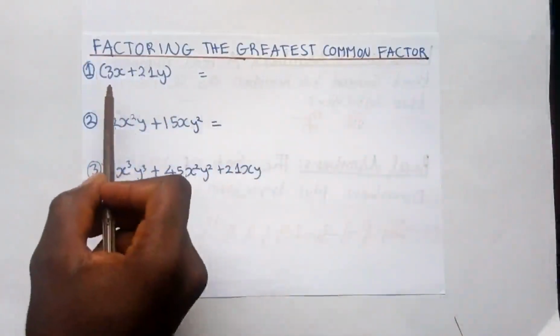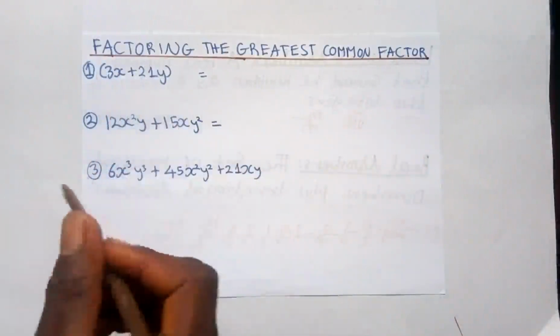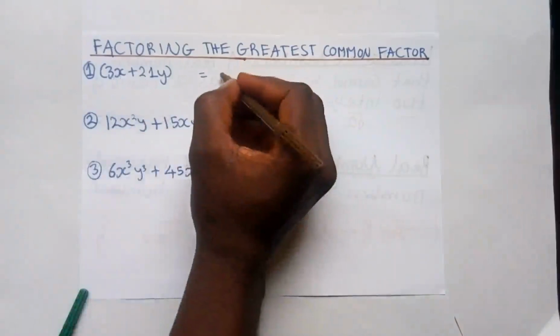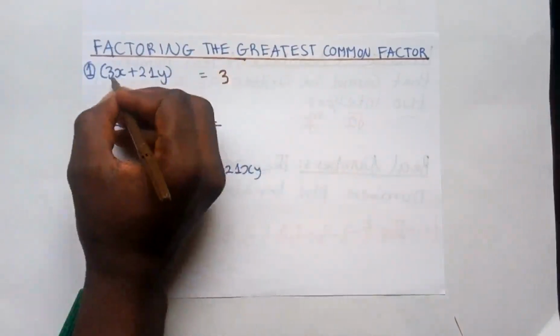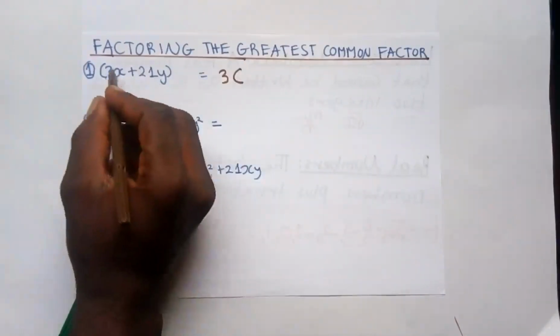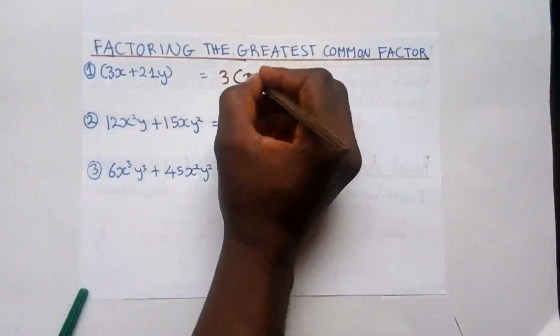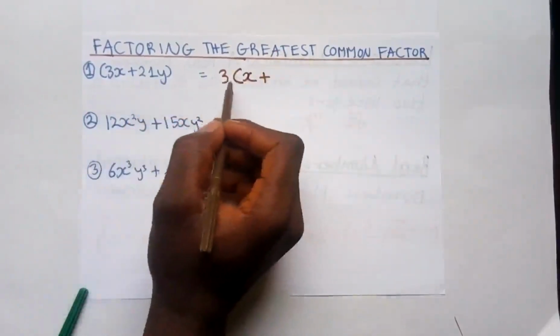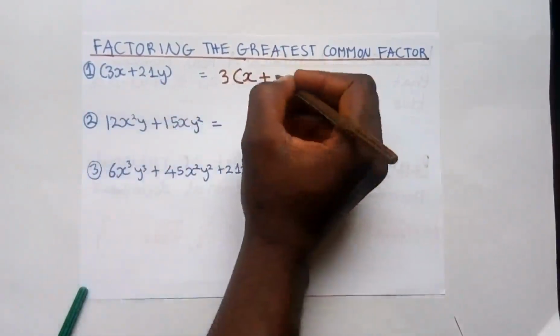Question 1. 3x plus 21y. Which number can go into 3 and 21? We see that 3 can go into 3 and 3 can go into 21. So 3x divided by 3, we have only x left, plus 21y divided by 3. 21 divided by 3 is 7y.